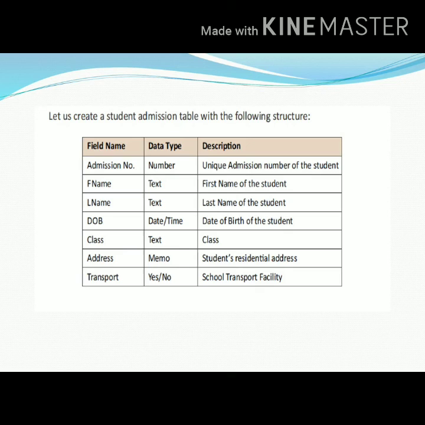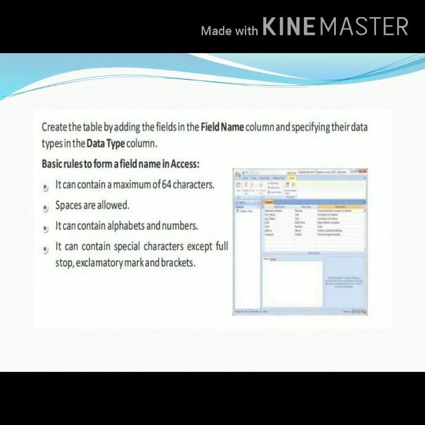So here they have given one example for creating a table. They have designed this particular table with field names: admission number, so obviously number, first name, that is text, last name, text, date of birth, date and time, class, text, address, memo, transport, yes or no. Beside that we have one more column, that is description. Either you can leave that or you can write it, that is optional here. After that the particular table will be created in the design view.